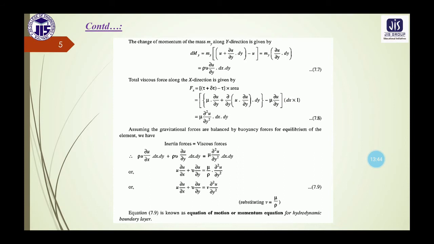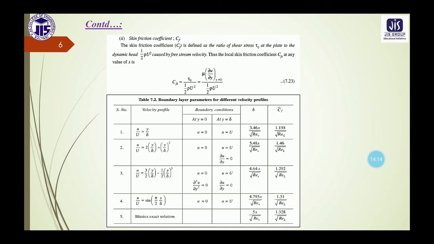So this equation number 7.9 is actually the equation of motion, or the momentum equation, for the hydrodynamic boundary layer over a flat plate. So this is the derivation of the equation of motion, or the momentum equation, when a fluid is flowing over a stationary flat plate. So let us move to the next page.